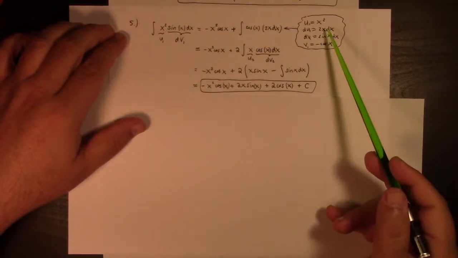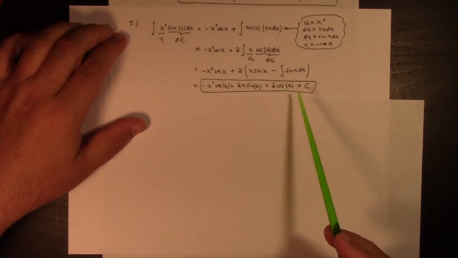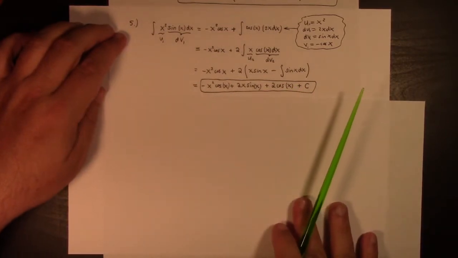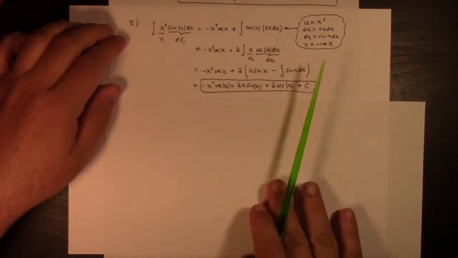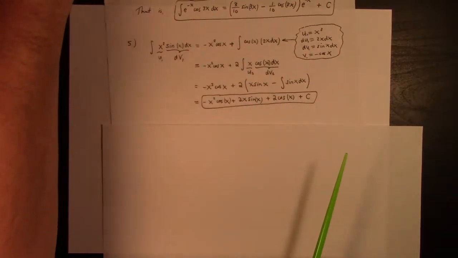So this also required 2 integration by parts, but it didn't loop. We didn't have to do algebra at the end. It just works out nice and pretty like that. Pretty standard example right here. All right, moving along here.